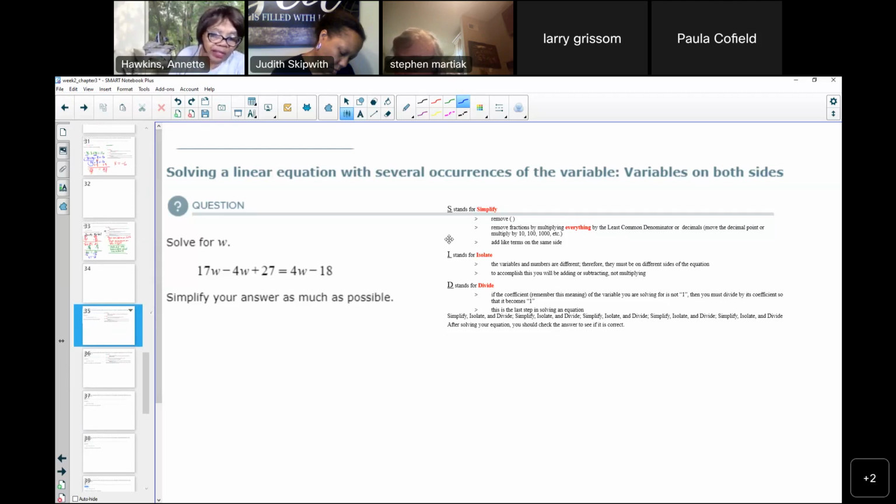Now, when you're solving an equation, if you have three terms, you know that you need to do some condensing on each side. If you have two terms on a side and they're not like terms, you've already simplified. This says the first step is to simplify. Remove parentheses, remove fractions and decimals, add like terms on the same side. So I got three terms. Chances are I can combine something.